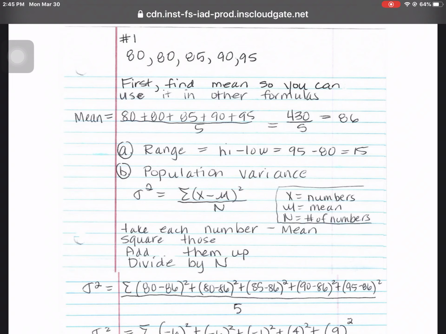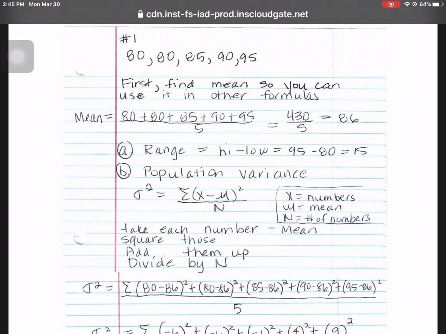These are the steps for finding the different calculations for measures of variance that go with section 3.2. Number 1, there was a list of numbers: 80, 80, 85, 90, and 95. We're going to find the mean first so that you can use it in the other formulas. The mean is like what we think of as average. So add up your 5 numbers, and we divide by 5 because there were 5. Add them up, and that equals 430. Divide by 5 equals 86.